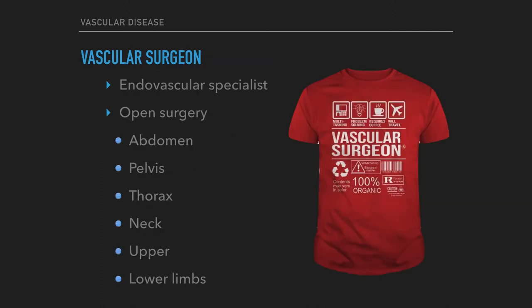Furthermore, the vascular surgeon, not only being an endovascular specialist, is the only true open surgeon who operates with any regularity in all body regions, including abdomen, pelvis, thorax, neck, upper and lower limbs. This, combined with our expertise in dealing with massive hemorrhage and its consequences, has placed us at the fore of modern approaches to acute care surgery and in particular trauma surgery, with numerous surgeons now practicing in both fields.